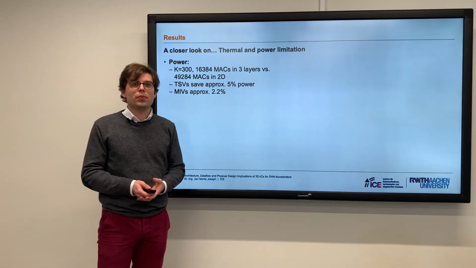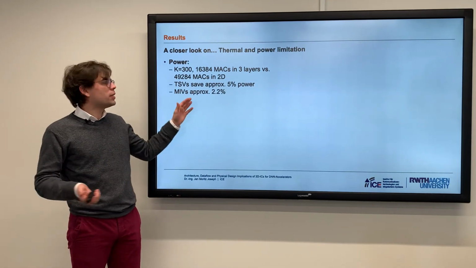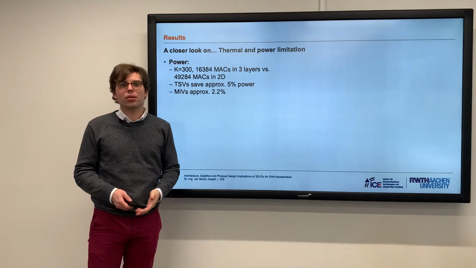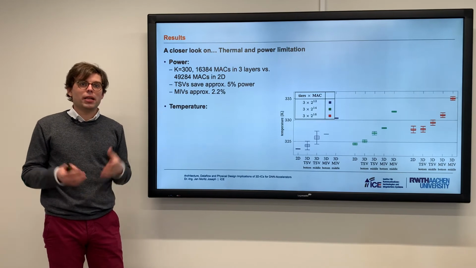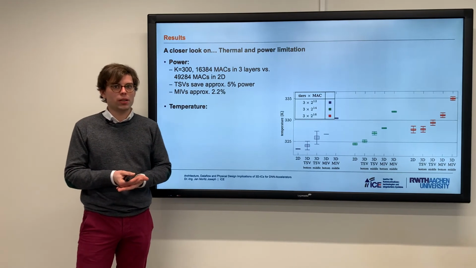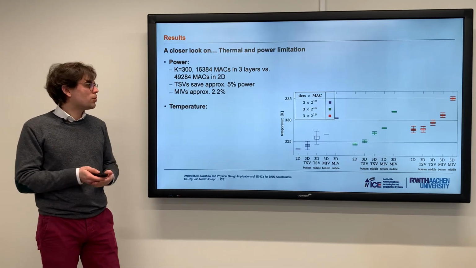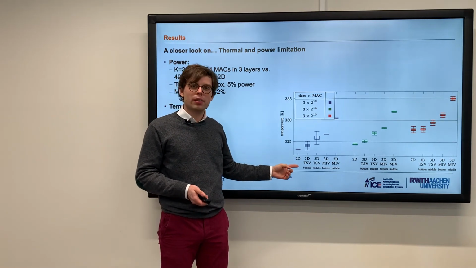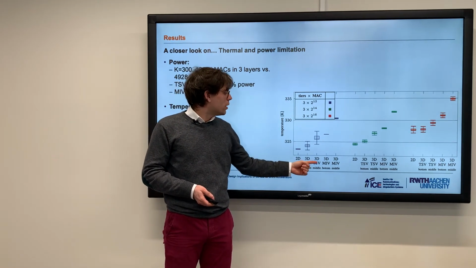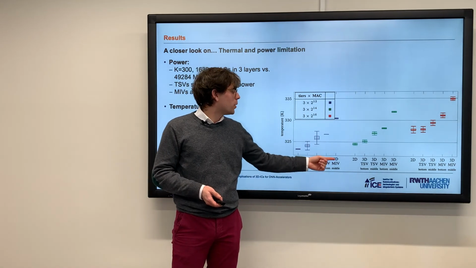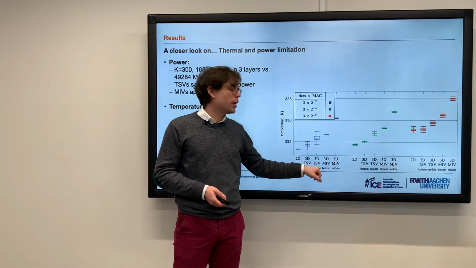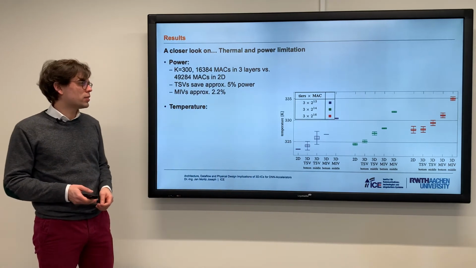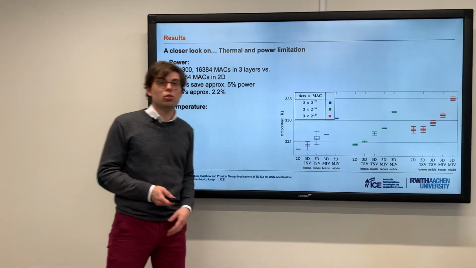What about power? Well, power was quite easy. We just basically implemented it and saw that you can get between 2 and 5% power savings. So that's quite nice. But temperature is always an issue for 3D. So what do we see in terms of temperature? Here you can see for different Mac counts again, comparing the temperature of a 2D, a 3D with TSVs, and a 3D with MIVs, both for the bottom layer and the middle layers. The bottom layer is closer to the heatsink. That's why it is separately drawn here.